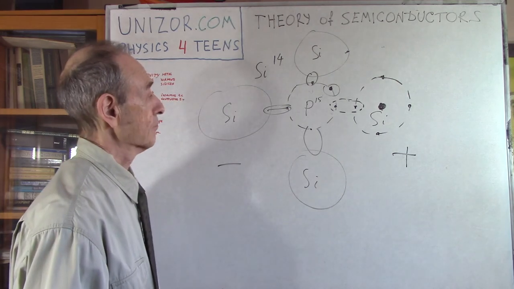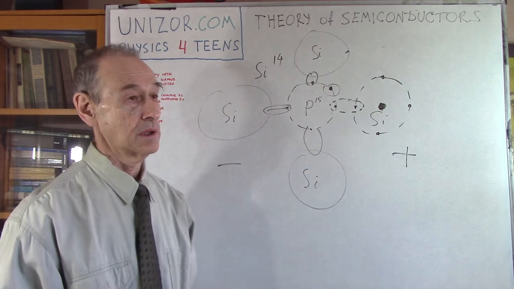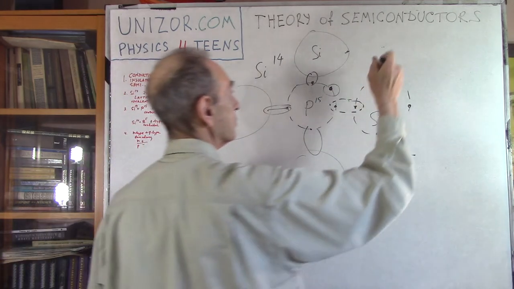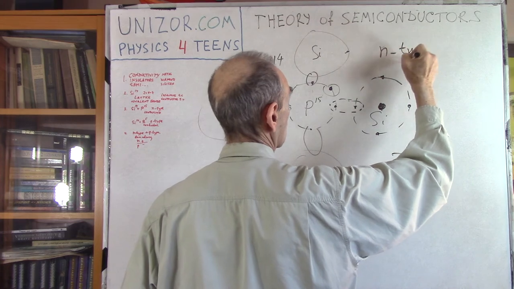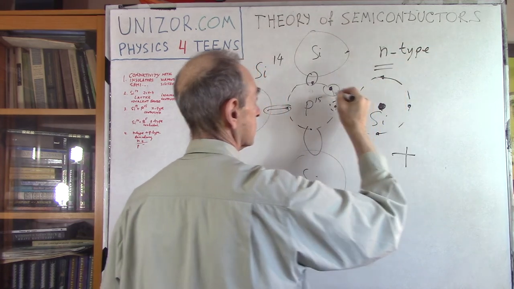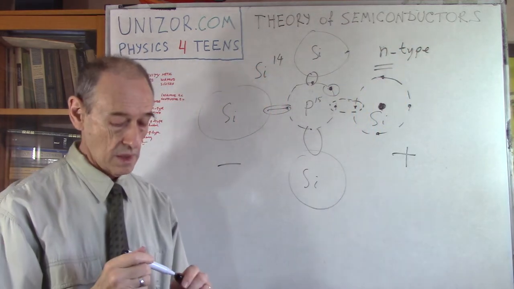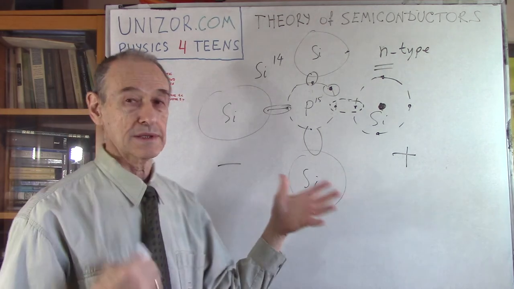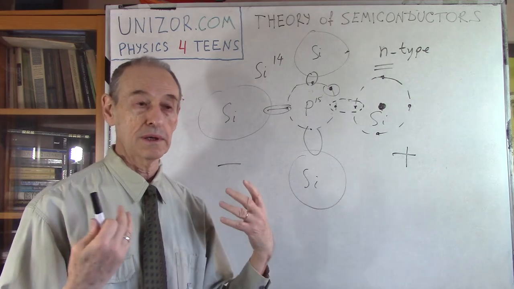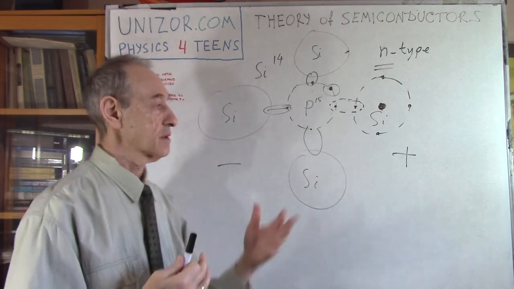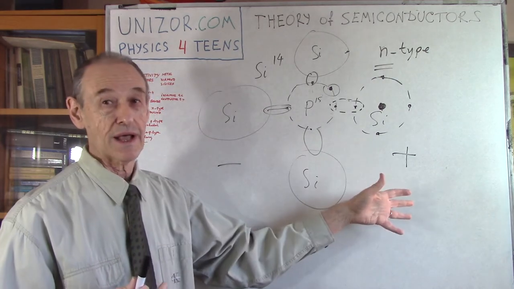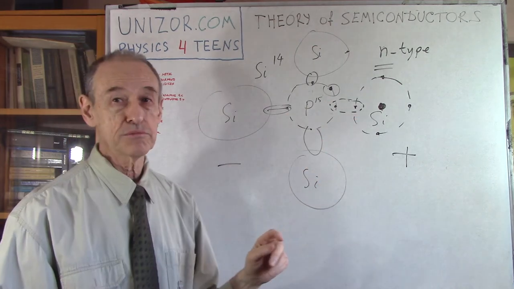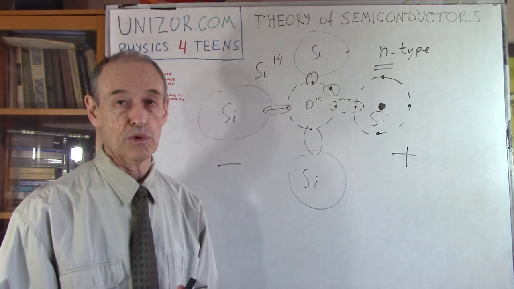So this particular semiconductivity is called n-type, where n stands for negative, it's electron. Electron is negative. So that's one type of changing the semiconductor into a conductor or almost a conductor by introducing this impurity with an extra electron on the orbit.